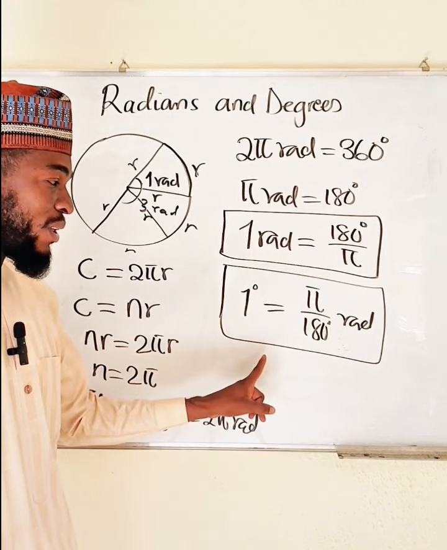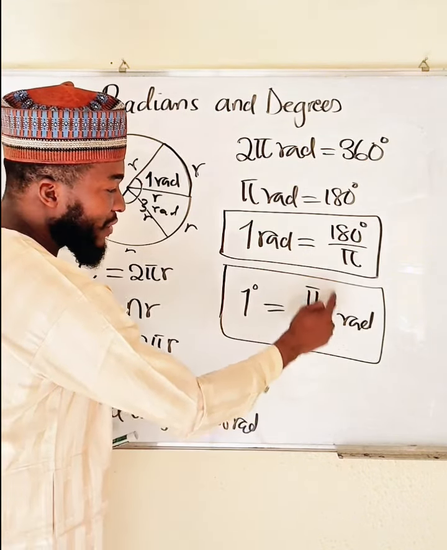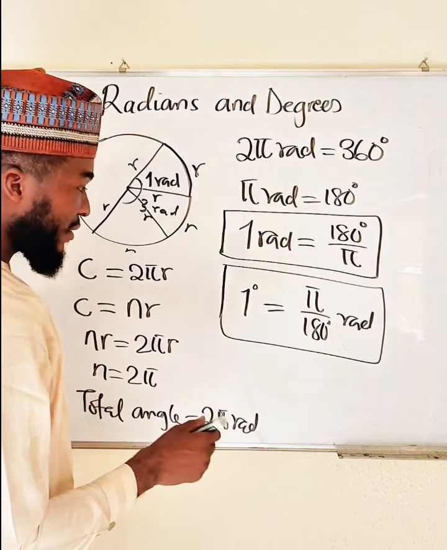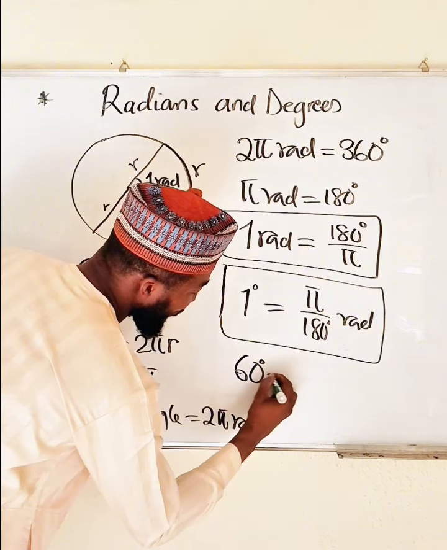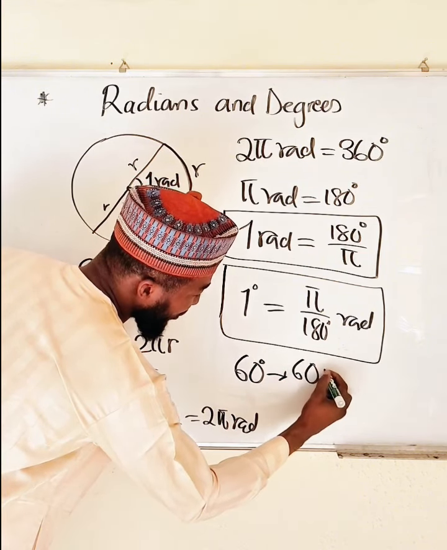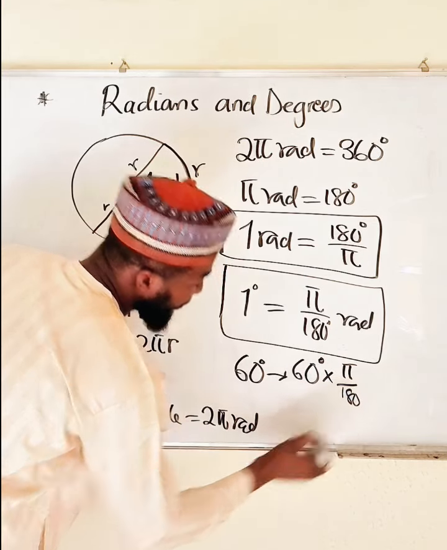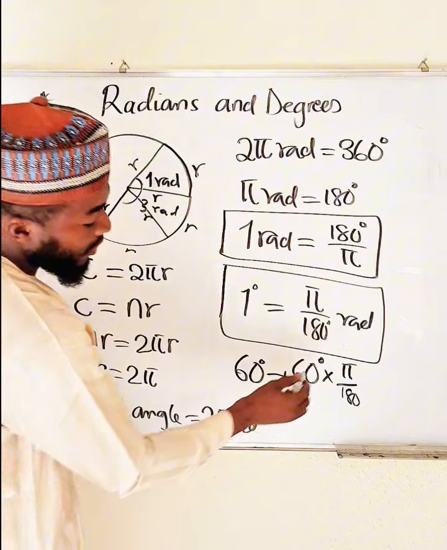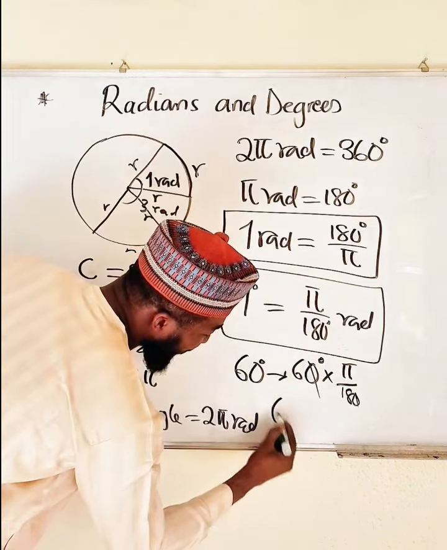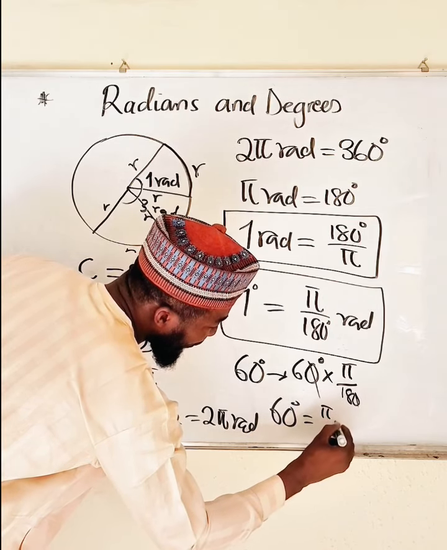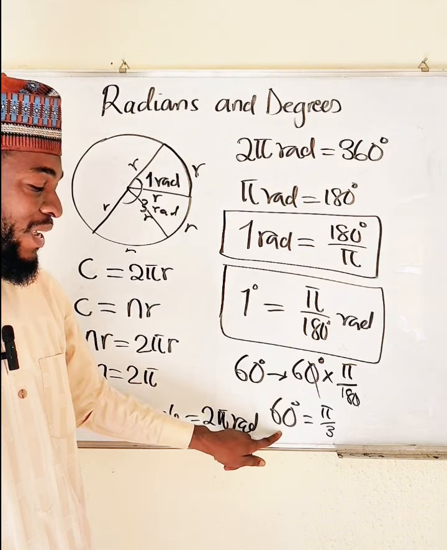So if you are given, for instance, 60 degrees to convert it to radian, this is what you need to do: multiply that 60 by pi divided by 180. So let's try it and see. 60 degrees multiplied by pi divided by 180. Okay, this 0 will cancel this 0. 6 into 18 will give us exactly 3. So therefore, 60 degrees is equal to pi divided by 3 radian. So pi divided by 3 is equivalent to 60 degrees.